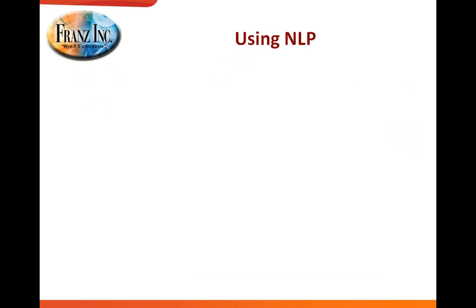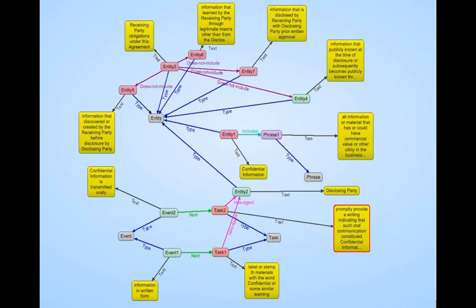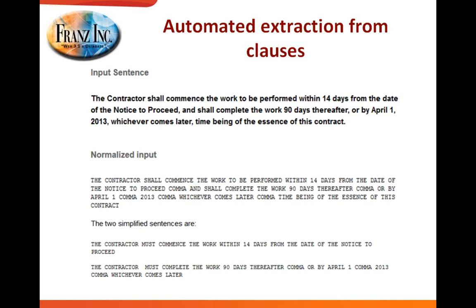So here, let me show what we did with an example. So we take a basic non-disclosure agreement. So this is the text, and when our technology is done, we've turned this entire non-disclosure into a set of triples. And we use this. We start with an input sentence. That's just natural language.